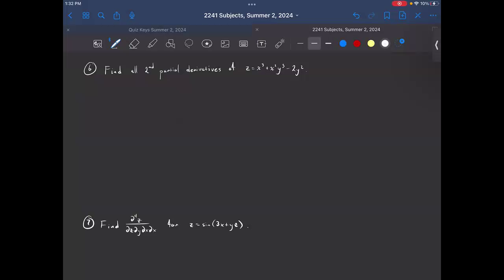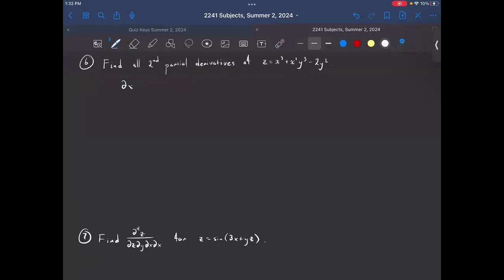This is our examples 2 video, and we'll pick up where we left off with problem number 6. Here, we're being asked to find all second partial derivatives of this function. It's a polynomial, so we should not have too much trouble, but again, we do want to be careful.